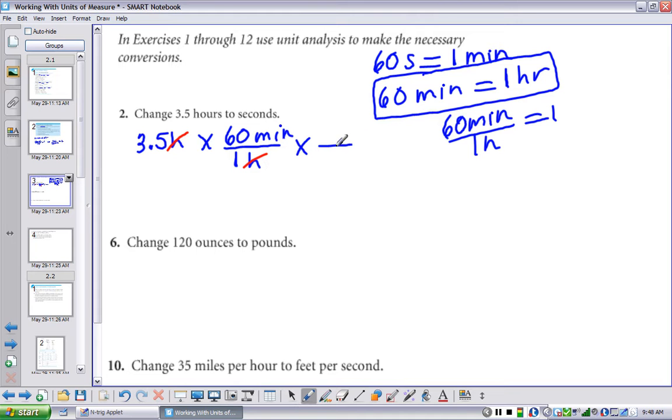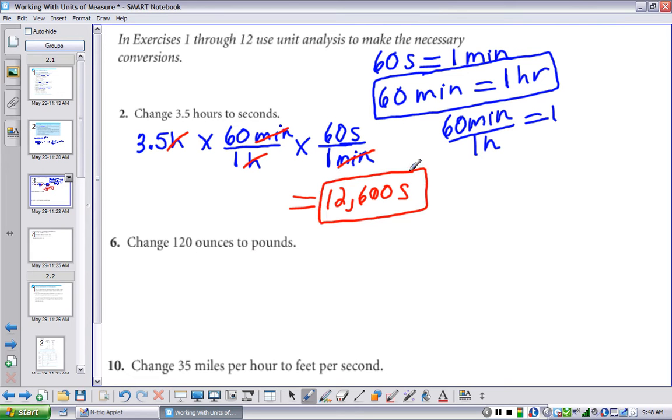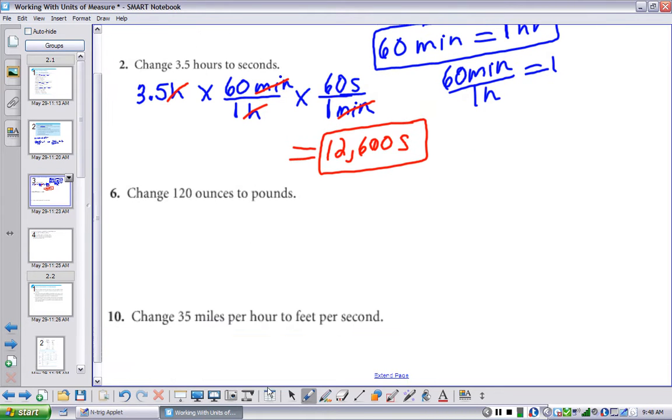Times, now we go from minutes to seconds. I'm sorry, so we know 60 seconds is 1 minute. So we're going to put 60 seconds in the numerator, 1 minute in the denominator. So our minutes cancel out. And what we do is we multiply. 3.5 times 60 times 60 is 12,600 seconds. And you also multiply your denominators. 1 times 1 is 1. And being that it is 1, we don't have to write 1. But it's not going to be the case that every time you'll have 1s in your denominator. Just like in the next example.